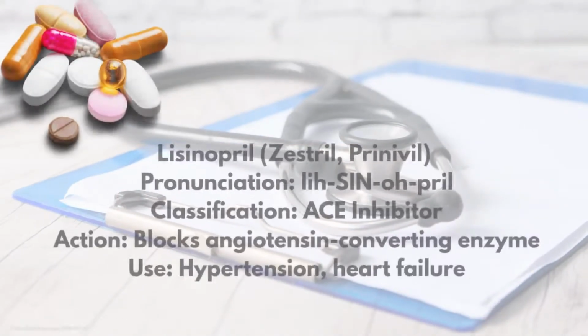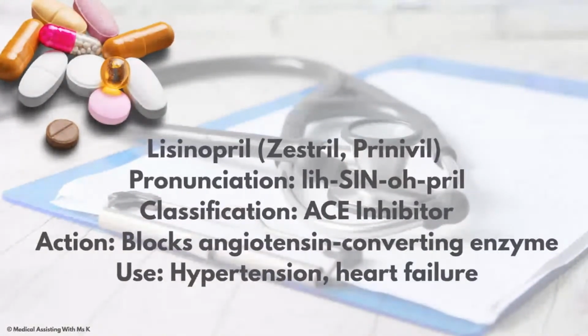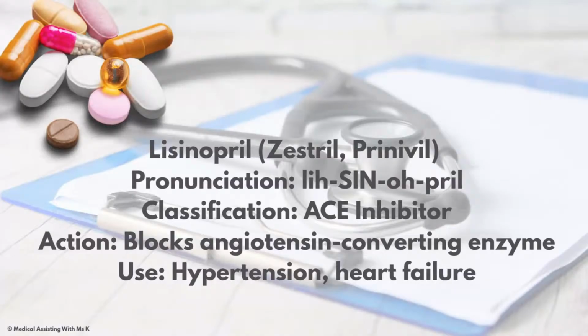All right, so let's look at some different medications. Now, we're going to go over a few medications together. We're going to look at the generic name and the brand name. So the brand name you'll see in parentheses. We're going to go over the pronunciation of the generic, and then we're going to talk about the classification, the action, and the use. Okay. So let's get into it.